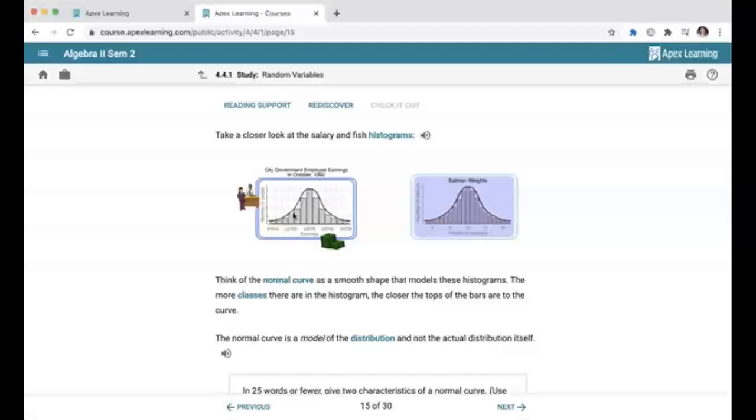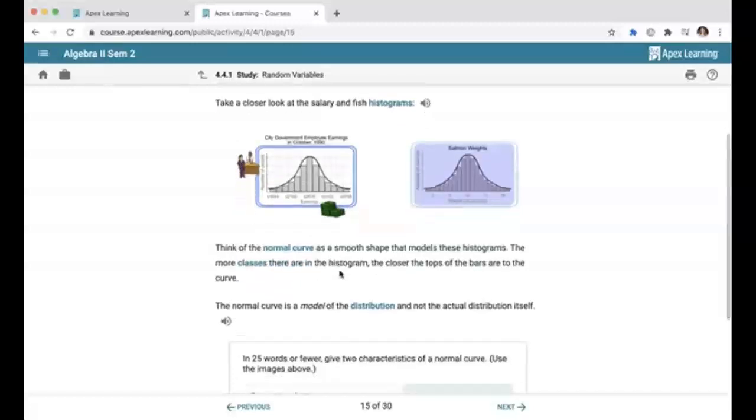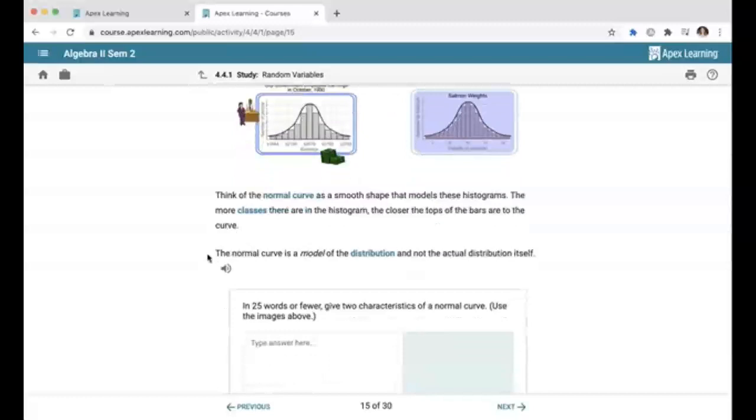So clearly it goes right over the top and models it, but there are clearly gaps between the actual histogram and the bell curve. There become fewer and fewer gaps the more classes we have. And something we want to point out here is that the normal curve is a model of the distribution and not the actual distribution itself.